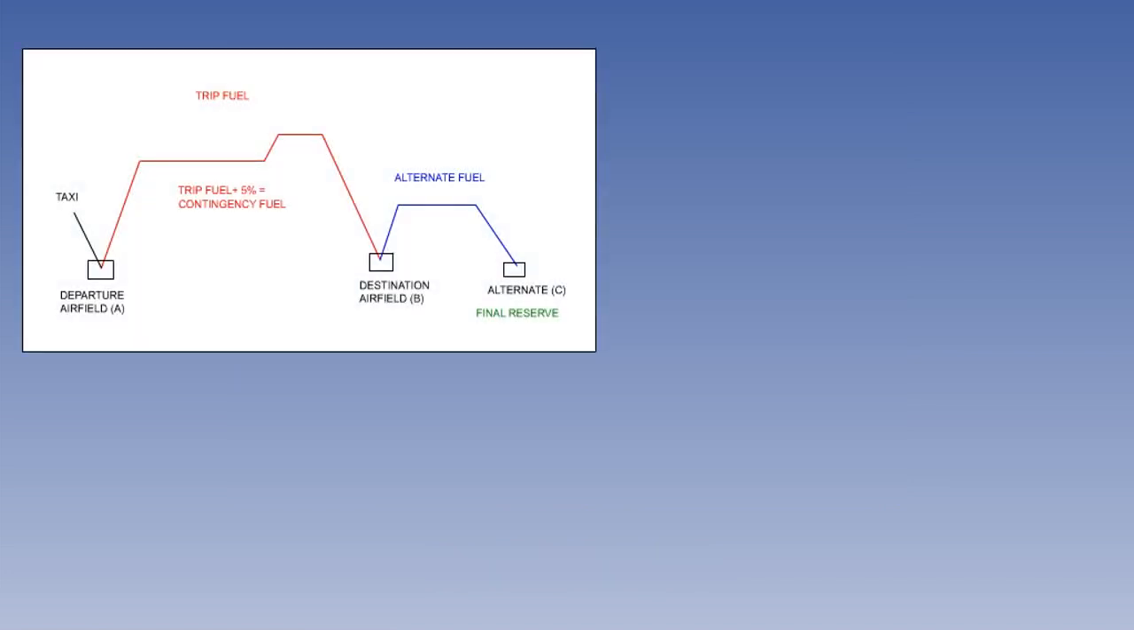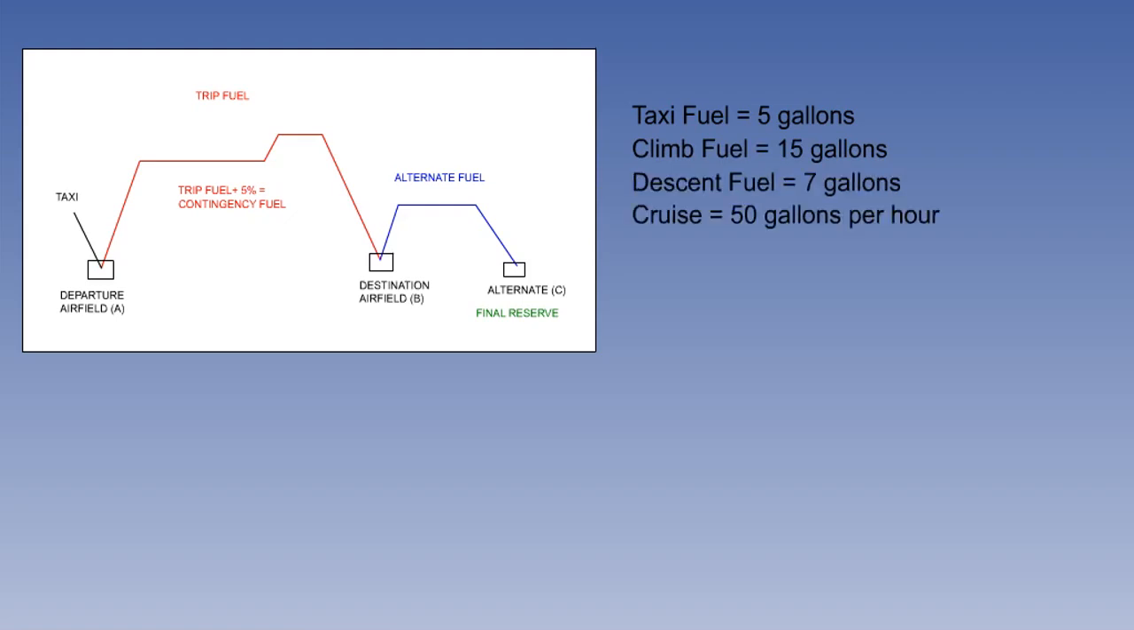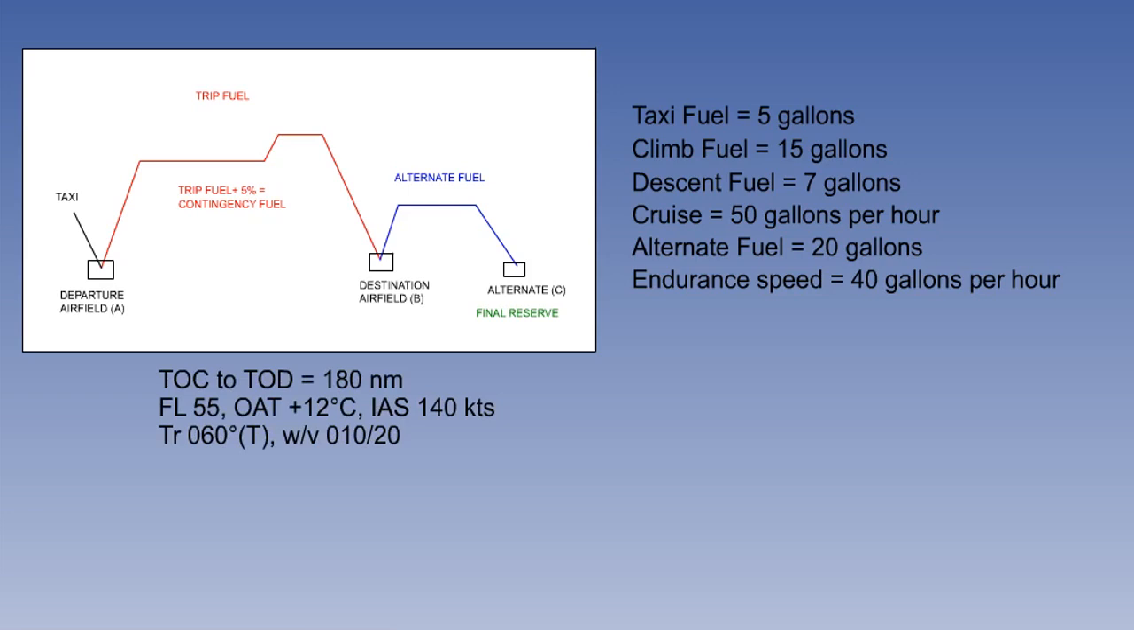Use the following fuel figures: taxi fuel 5 gallons, climb fuel 15 gallons, descent fuel 7 gallons, cruise 50 gallons per hour, alternate fuel 20 gallons, endurance speed 40 gallons per hour. The following information is also required.